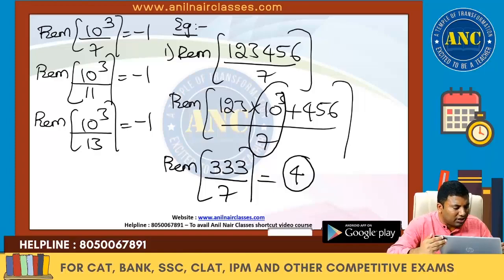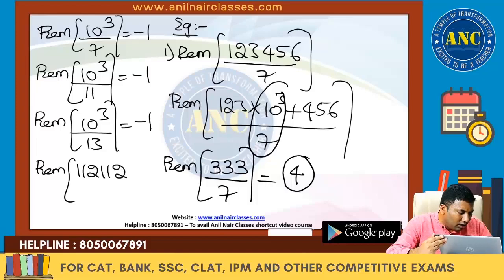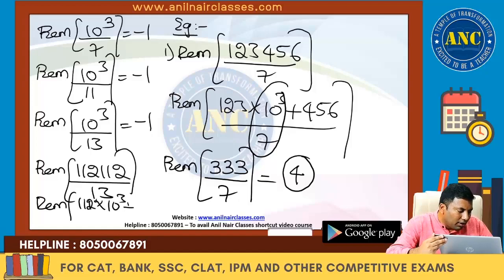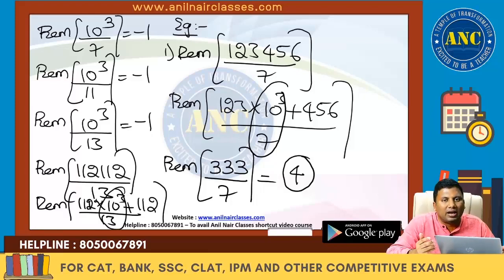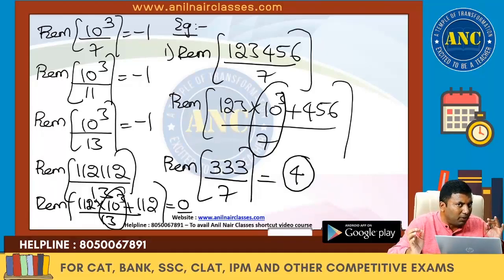That means if you observe one more example, remainder when 112 is divided by 13. This is nothing but 112 into 10 cube plus 112 divided by 13. 10 cube by 13 is minus 1. Minus 112 plus 112 is 0. It is 0 for this example. I hope this example is very clear.